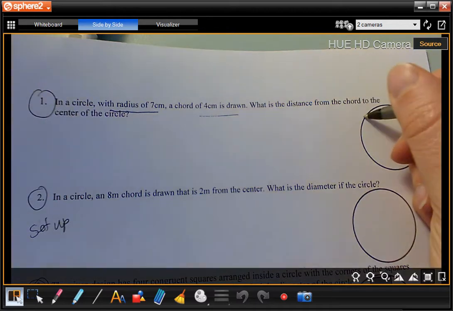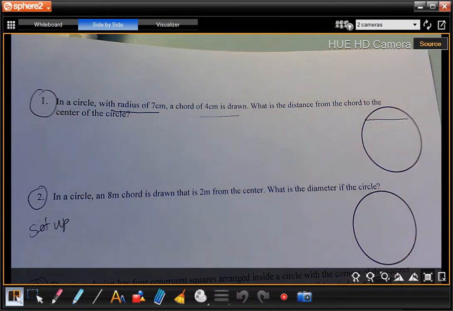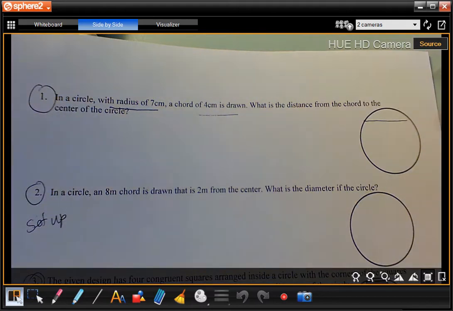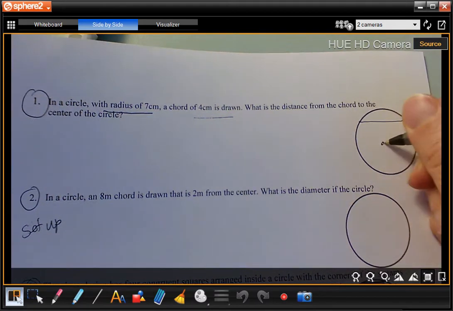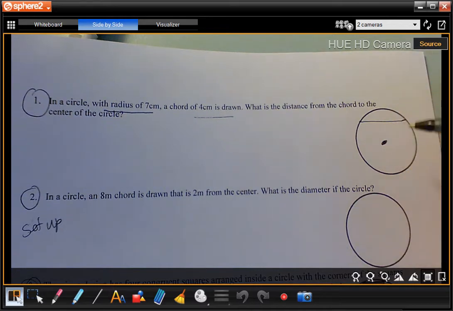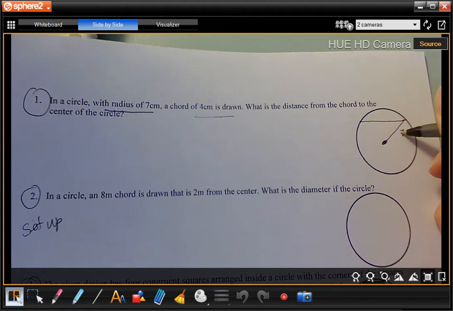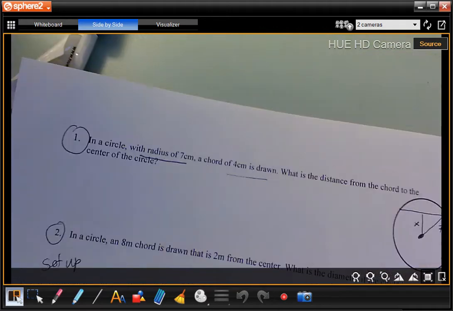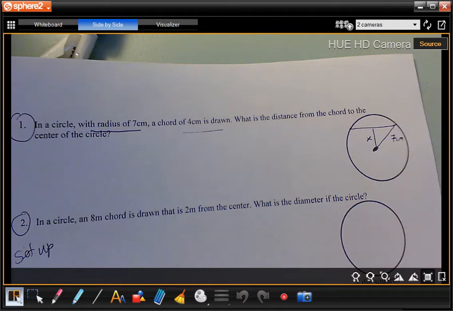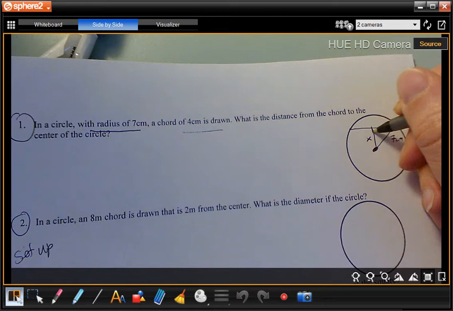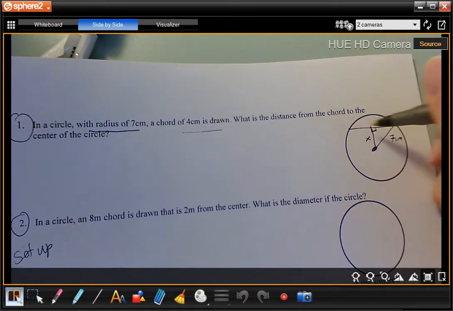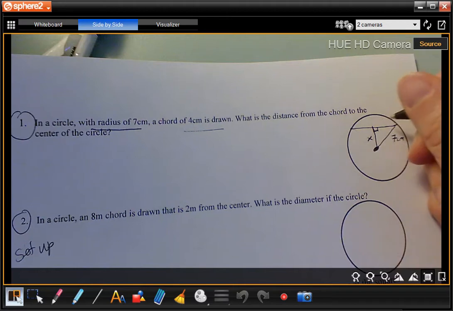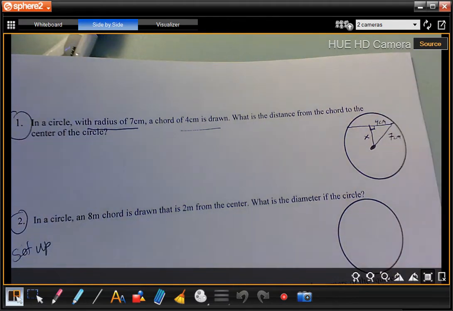We've got a chord, okay, and that is 7 centimeters long. We've got the center of the circle. We know that it has a radius of 7 centimeters, so I can put the radius right there. And I want to know this length right here, x. Now, I didn't write in the chord is 4 centimeters long, because I want you to remember that when I do this, I'm going to make this at 90 degrees, and so this splits in half. So each of these halves are 4 centimeters. And I know that from right here.